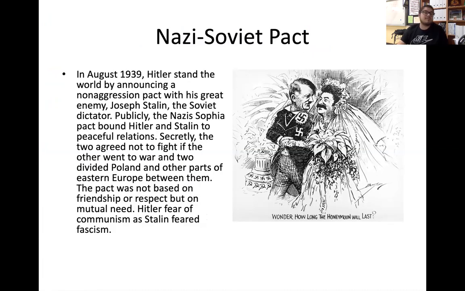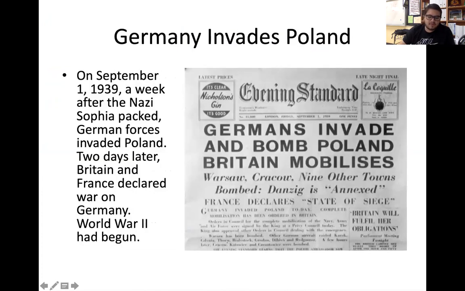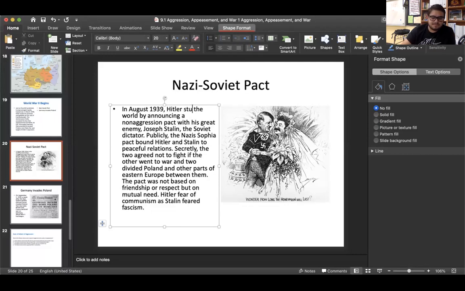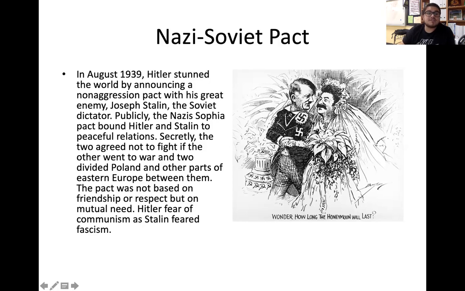Before that, we need to talk about this surprise. Oh, don't they look like a cute little couple, right? It's a picture of the German Hitler and the Soviet Stalin getting married. Now, why would they do that? Well, let's look. In August of 1939, Hitler stunned the world. Right? Hitler stunned the world by announcing a non-aggression pact with the great enemy, Joseph Stalin, the Soviet dictator.